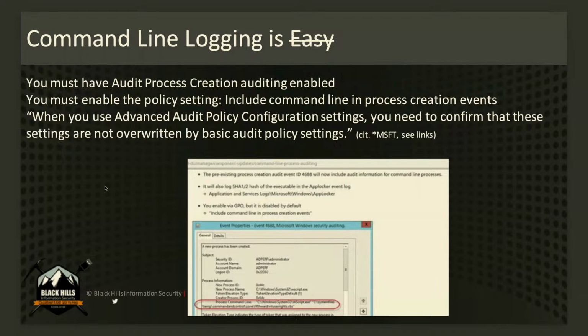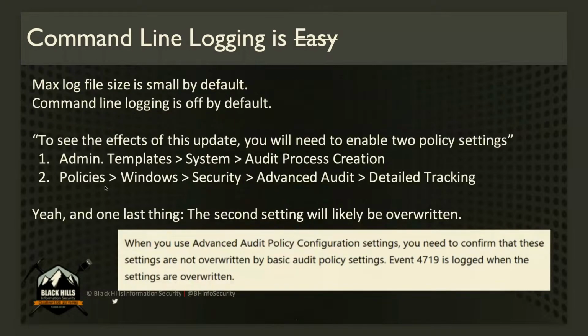And Microsoft tells you when you use advanced audit policy configuration settings, you need to confirm that these settings are not overwritten by basic audit policy settings. And they give you instructions on how to deconflict these two things. You need to change the size of the event logs to be a little bit more because we're logging all of those important migration downgrade events. We need to make sure we're making enough room for things that would be, I don't know, useful. Command line logging is off by default.